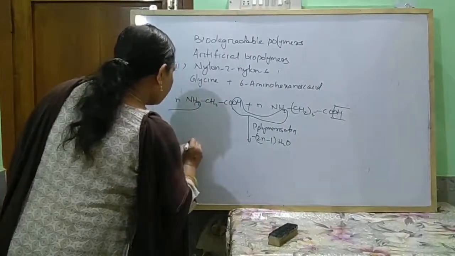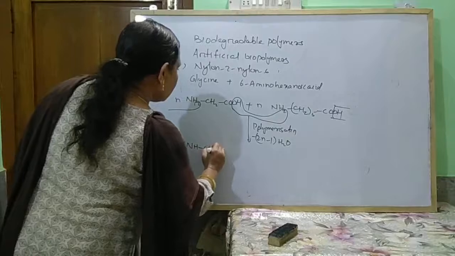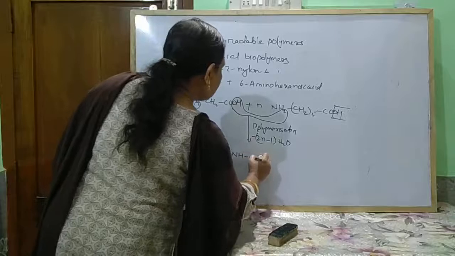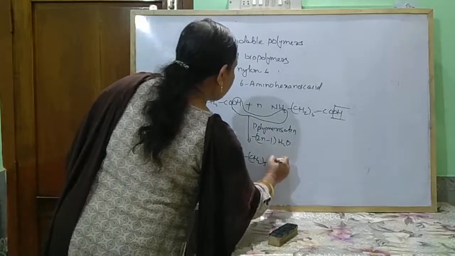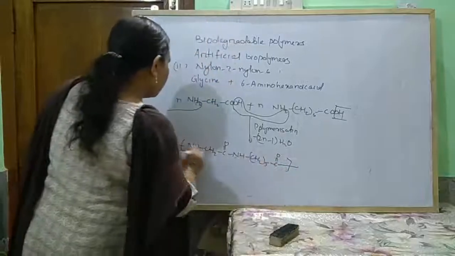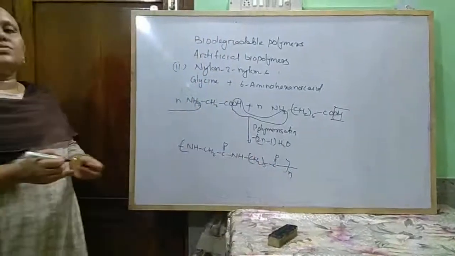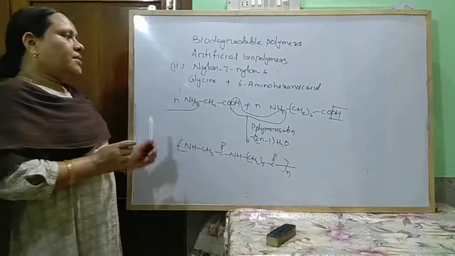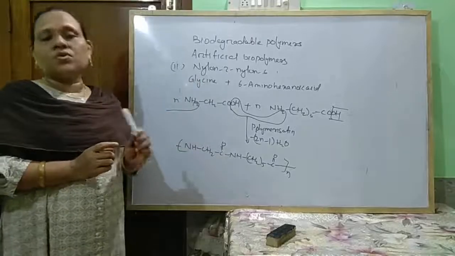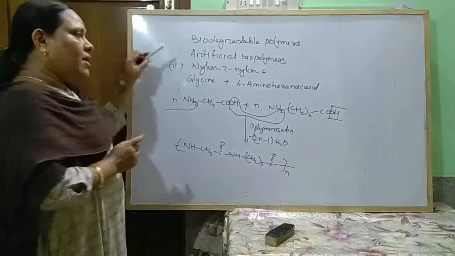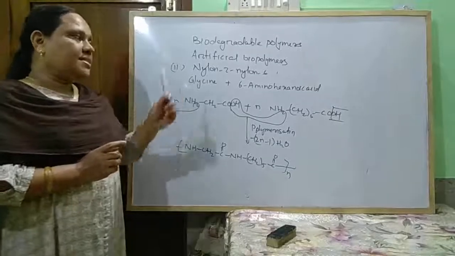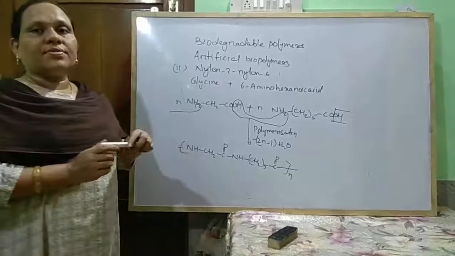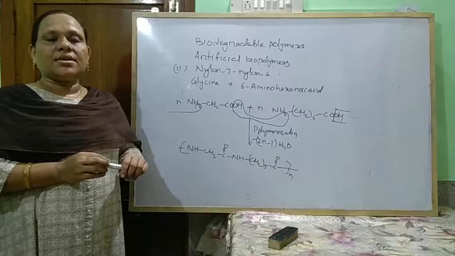So in this way it forms NH, CH2, CO, NH, CH2 whole 5, CO. So this group is now repeated. This is known as nylon 2, nylon 6, and this is fibrous in nature. It is better than nylon 6. Nylon 6 is also a fibrous polymer, but nylon 2, nylon 6 is biodegradable. It is used for stitching wounds and cuts.